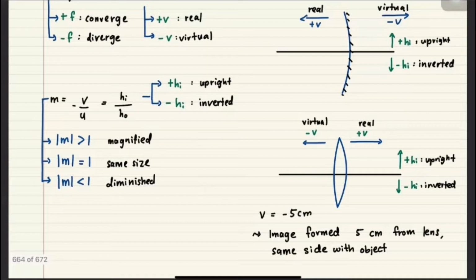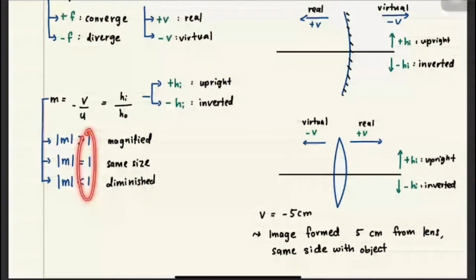Okay, lepas tu in terms of magnification, saya pernah cakap dulu lah, kalau M positif maksud dia upright, kalau M negatif dia inverted. But then the magnitude tu, kalau lebih dari 1 magnified, less than 1 is diminished, kalau equal to 1 is same size. Okay, itu yang penting lah.